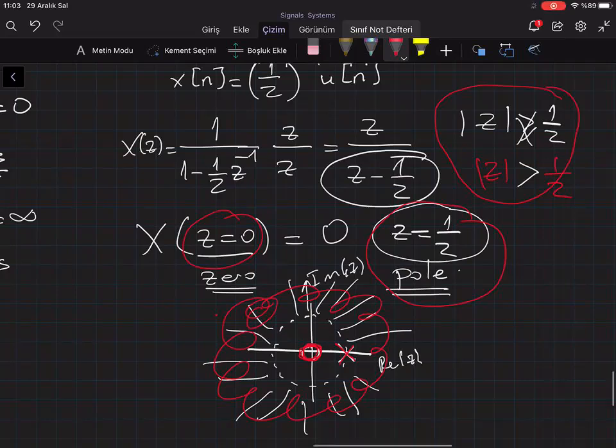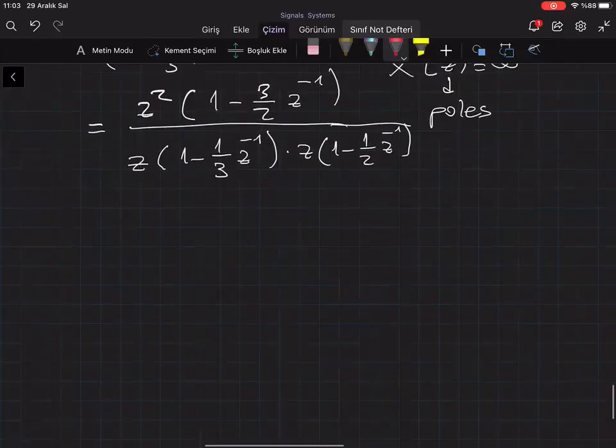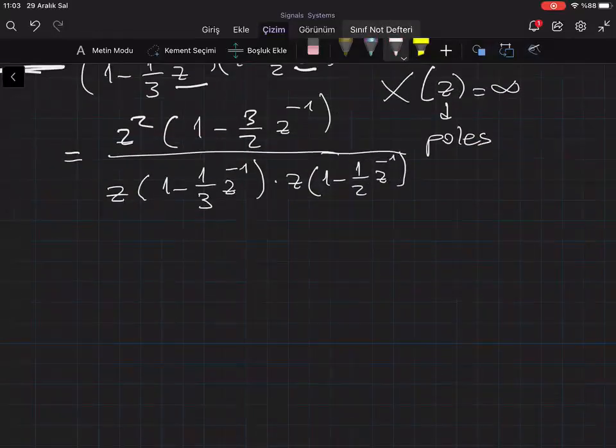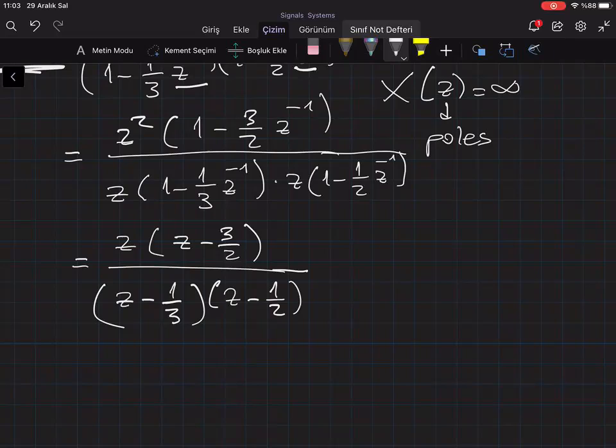Let me come back and solve this one right now. Where are my poles? I'm going to find out here. z times z minus 3 over 2, divided by z minus 1 over 3 times z minus 1 over 2. Is this part clear, friends?